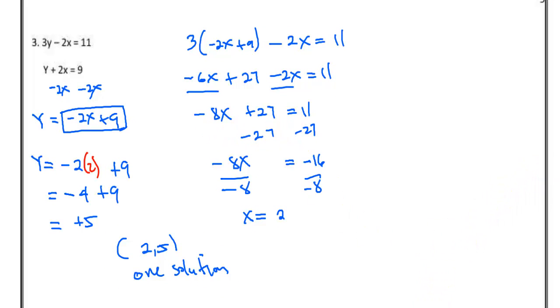Next, let's verify our answer. So 3 times y, our y is 5, minus 2 times x, x is equal to 2. Is this equal to 11? This is 15 minus 4, which is actually equal to 11. So the first equation is correct. Let's verify the second equation. My y is equal to 5, plus 2 times x, and x is equal to 2. So 2 times 2, is this equal to 9? 2 times 2 is 4, plus 5 is indeed equal to 9. So there we go. We know that this point satisfies both equations.